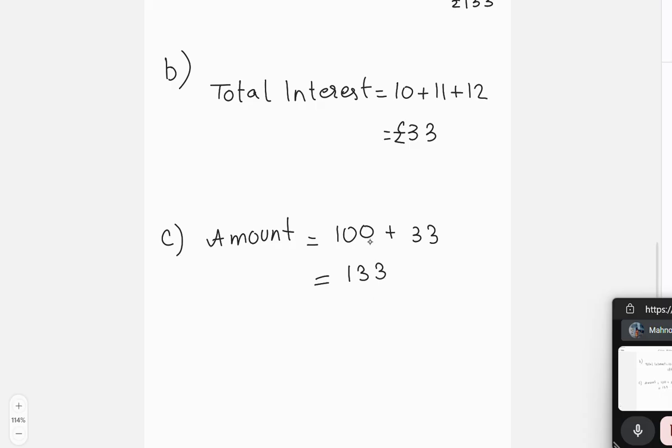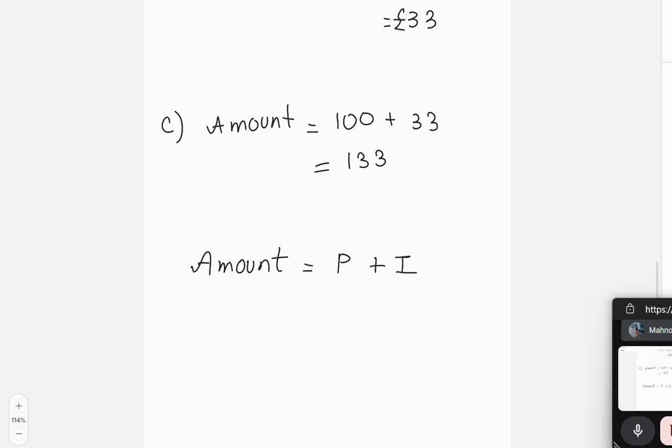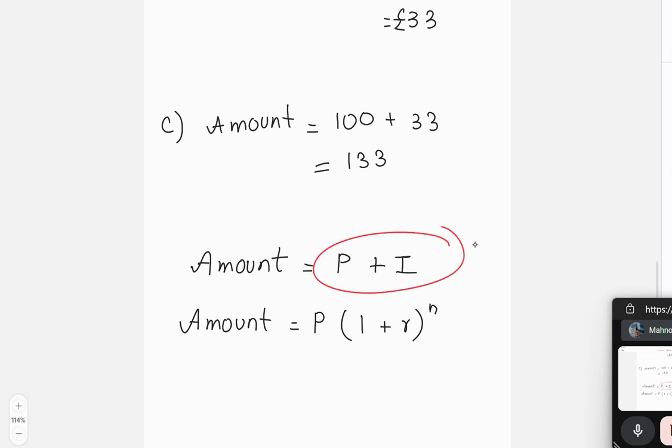So what did we just learn? You can use the formula for amount here as well, but you cannot use the other formulas of simple interest in compound interest. The formula was principal plus interest. You can use this formula here, and it has another formula for amount as well, and that is principal into 1 plus rate whole raised to the power n. So when can we use this? We can use this when you're manually working out everything like this.